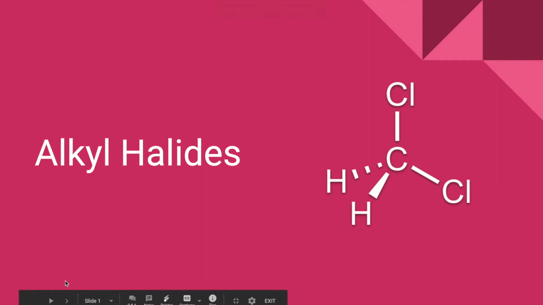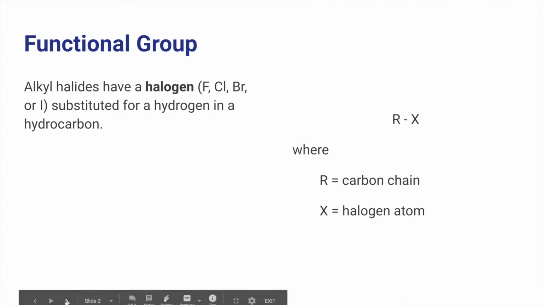Welcome back. In this video, we're going to talk about alkyl halides. Alkyl halides are one of the functional groups we're studying in Chemistry 30, along with alcohols, carboxylic acids, and esters. Alkyl halides have a halogen substituted for a hydrogen atom anywhere in the hydrocarbon. So as a reminder, the halogens are fluorine, chlorine, bromine, or iodine. Those are the ones we typically see substituted in for hydrogens in a carbon chain.